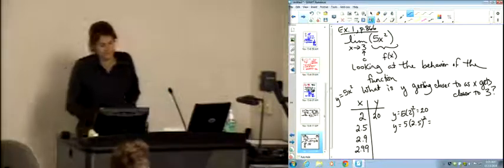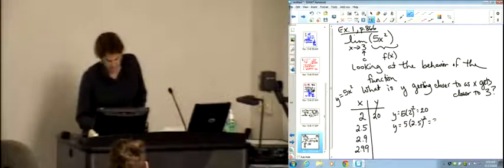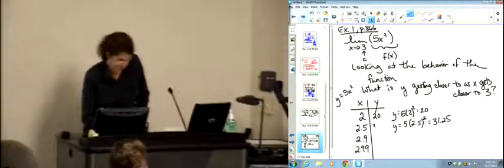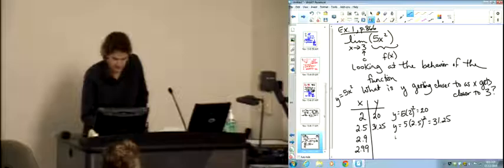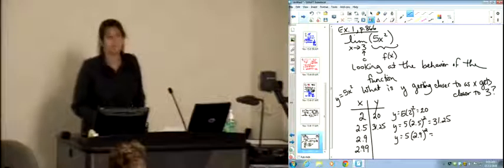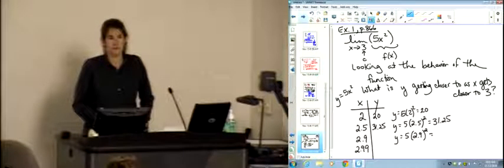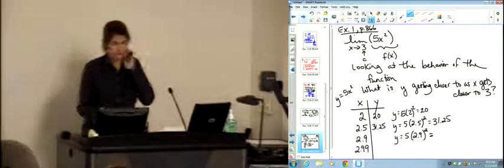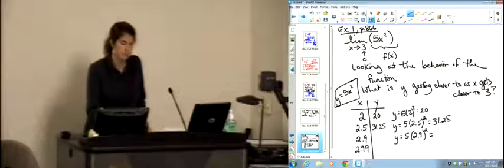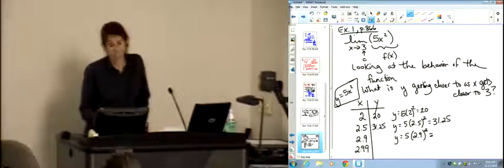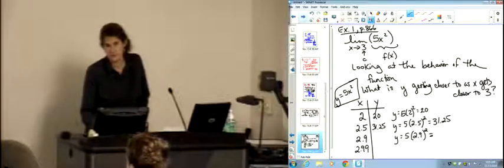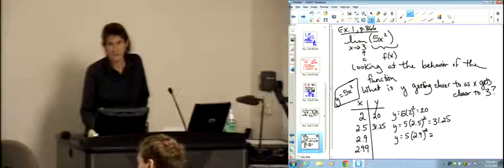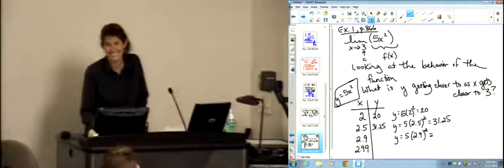What if I put in 2.5? 5 times 2.5 squared. I'm just figuring out what the y values would be. Somebody calculate that one there. It's 31.25. Well, that was a big jump, wasn't it? So 31.25. And if I put in 2.9, what do I get? Just using that function that we were given up there in the original problem.